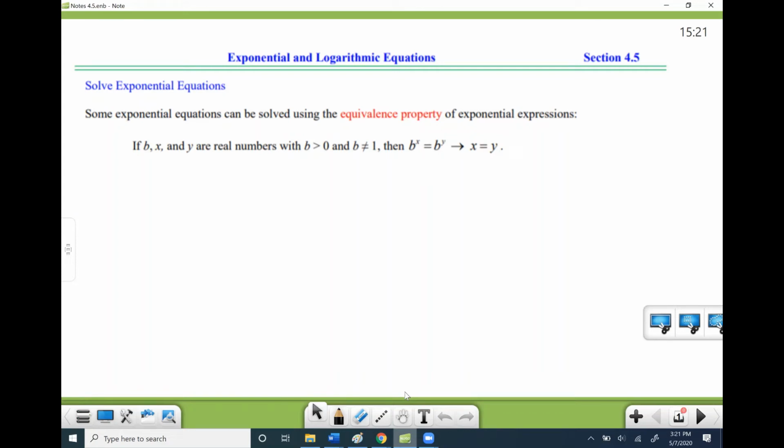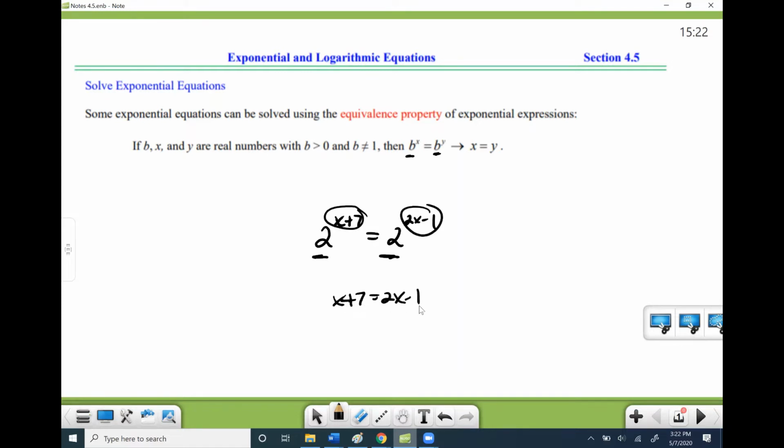So it says some exponential equations can be solved using the equivalence property. If you have a situation where the bases are the same, so maybe you have 2 to the x plus 7, and here you have 2 to the 2x minus 1. If the bases are the same, then the only way these could equal each other is if the exponents are the same. So you just set the exponents equal to each other.